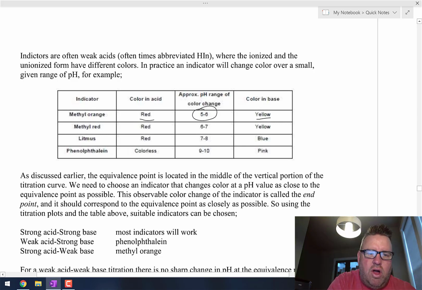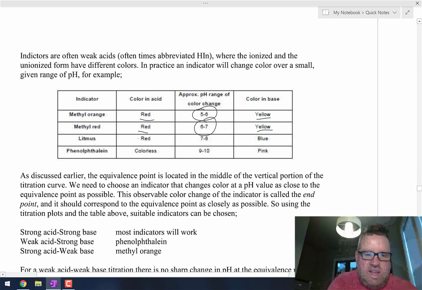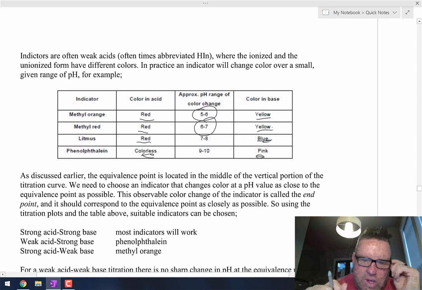Another one, called methyl red, not methyl orange, is red and yellow, same thing, but it won't change until you're in the 6 to 7 range. Litmus paper, which you can also use, is the one you just dip in there. If it's acidic, it turns red, and if it's basic, it turns blue. And then phenolphthalein, the one I just mentioned, hard to spell, but a very common one, is colorless but does turn pink. That's the one you use most of the time in a laboratory setting.